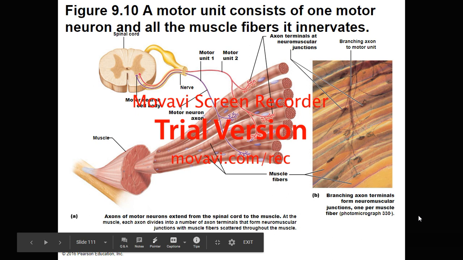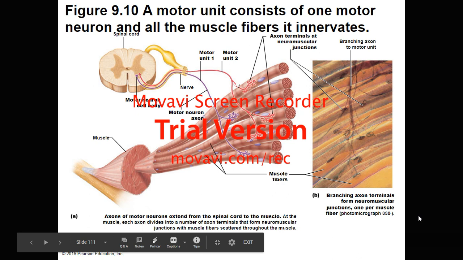A motor unit consists of one motor neuron and all the muscle fibers it innervates. So this is a motor unit here, motor unit 1 and motor unit 2. Again, it consists of a motor neuron, and all the muscle fibers it innervates. Remember, at the end of the axon terminal, you're going to have branching off.